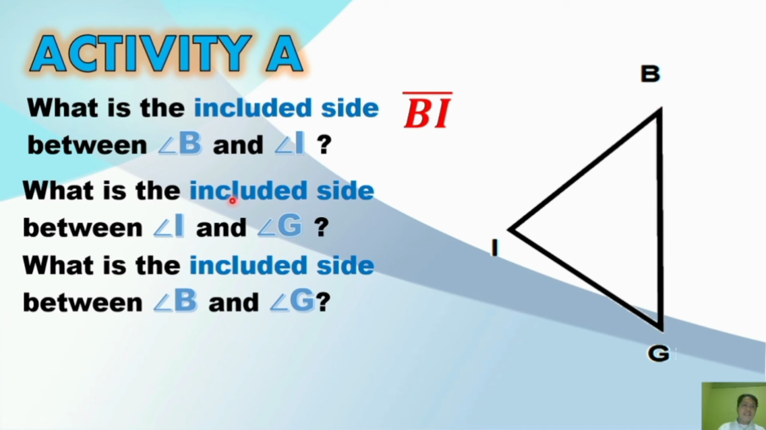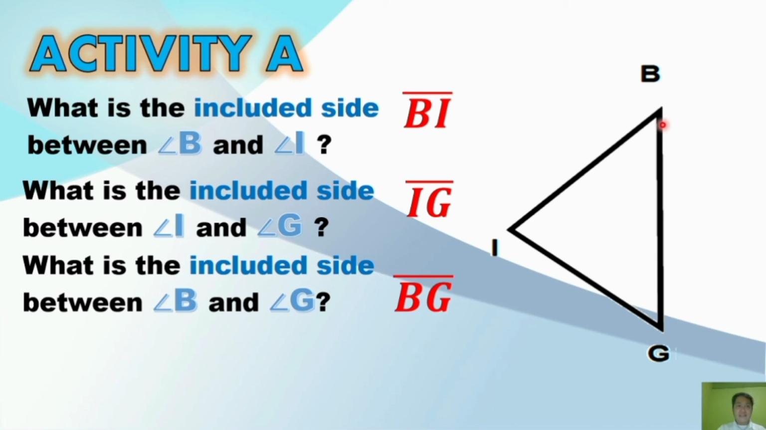Next, what is the included side between angle I and angle G? Angle I is here and angle G is here. So the included side is this side. Side IG. Next, what is the included side between angle B and angle G? We have angle B and angle G. So the included side is this side, and this side here is side BG.